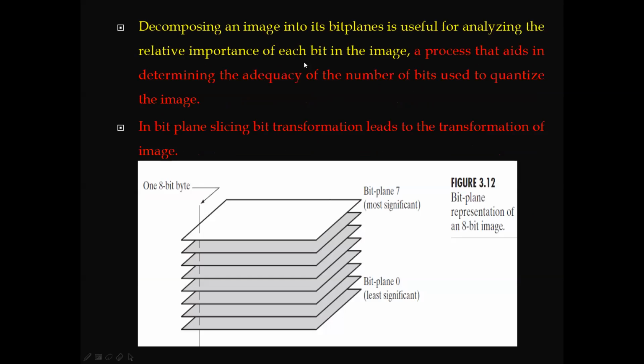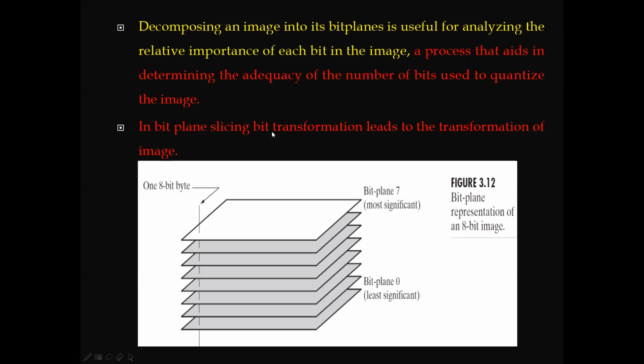You can see how we arranged these 8 bit planes. Here each bit plane represents 1 bit. For example, bit plane 0 is the least significant bit. Bit plane 7 is the most significant bit. And the most significant bit will have significant visual information in the image. So significant visual information of the image is present in bit plane 7, that is the most significant bit. Decomposing an image into its bit planes is useful for analyzing the relative importance of each bit in the image, a process that aids in determining the adequacy of the number of bits used to quantize the image.